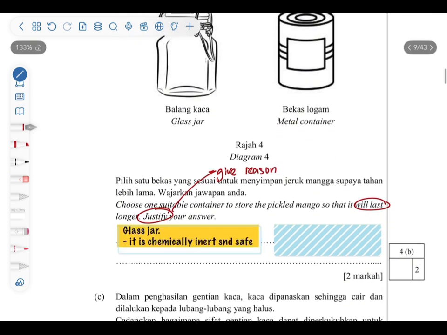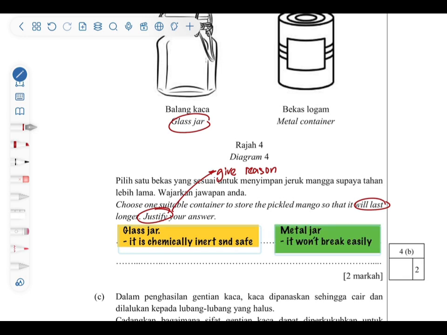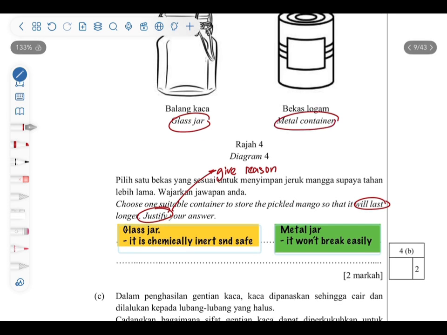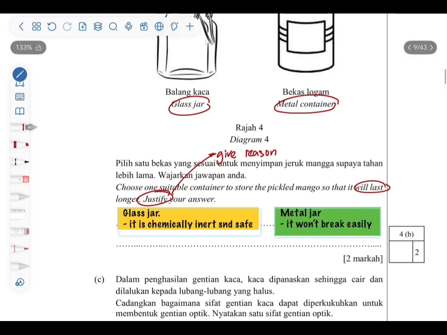Actually, we can give two types of answers. If you choose the glass jar, you need to give a reason: glass is chemically inert and safe. It won't react with the pickled mango and produce something that is not good for us to eat. For the metal container, it won't break easily. I believe when you go to the supermarket, you can see a lot of food tins, which are also made of metal. So whether you choose glass or metal, it doesn't matter, as long as you can justify your answer with a logical and reasonable reason, that will be fine.